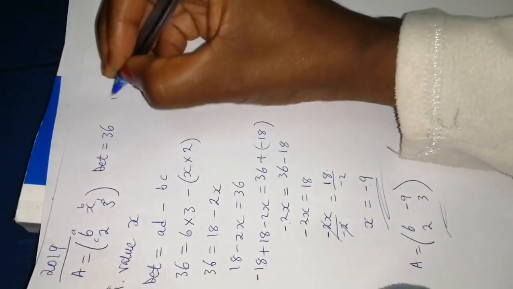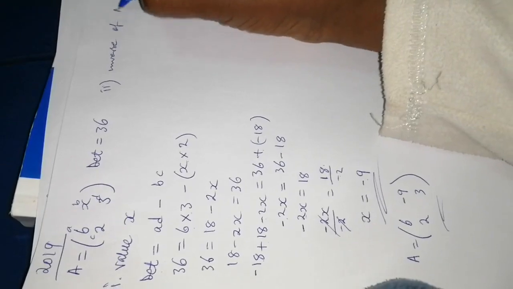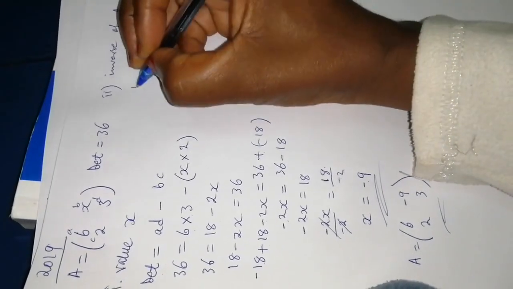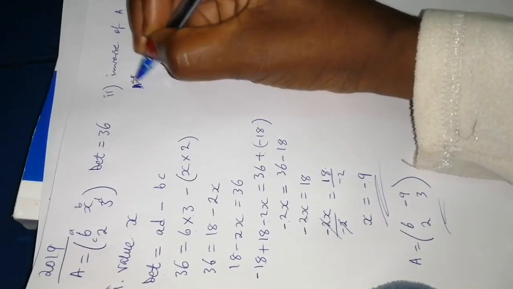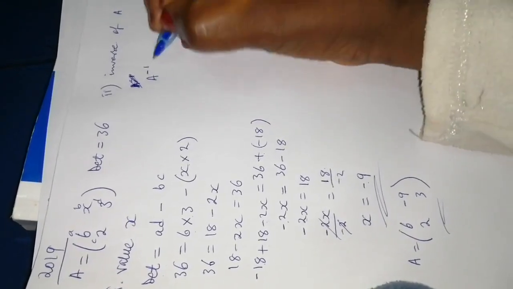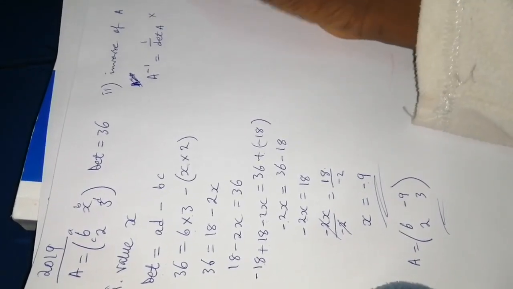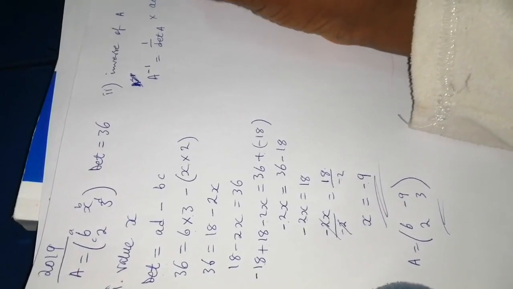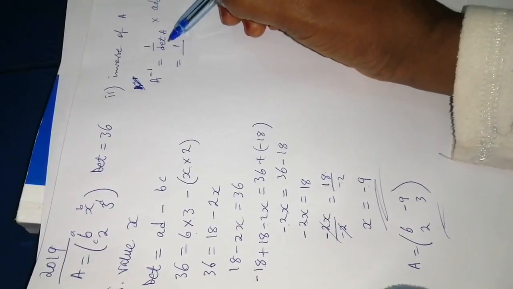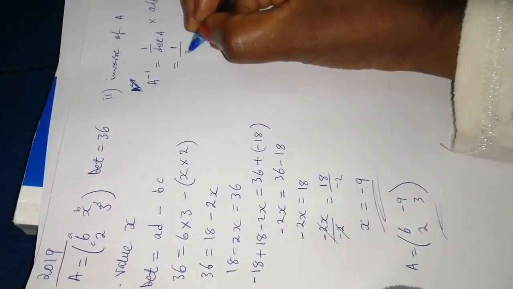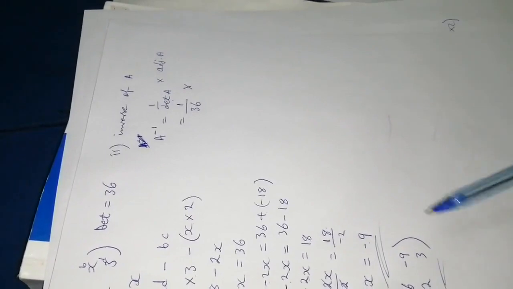Going to question 2, we are told to find the inverse of matrix A. So the inverse, which is denoted by that, is equal to 1 over determinant of A times adjoint of A. Okay, so the determinant of A was given, which is 36, so it will be 1 over 36 times adjoint of A.